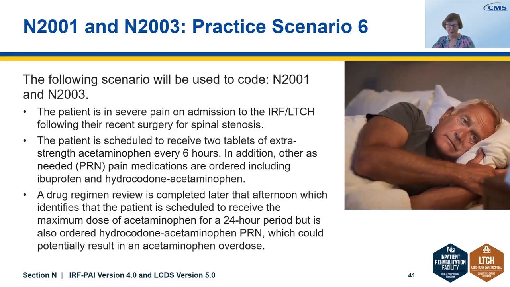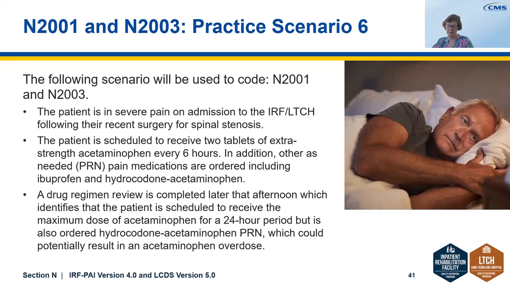Our final scenario, we will only use N2001 and N2003. So here we go. The patient is in severe pain on admission following their recent surgery for spinal stenosis. The patient is scheduled to receive 2 tablets of extra strength acetaminophen every 6 hours. In addition, other as needed PRN pain medications are ordered, including ibuprofen and hydrocodone acetaminophen.